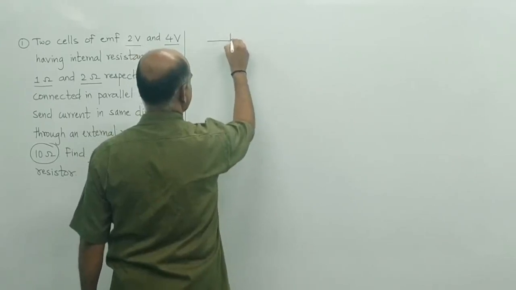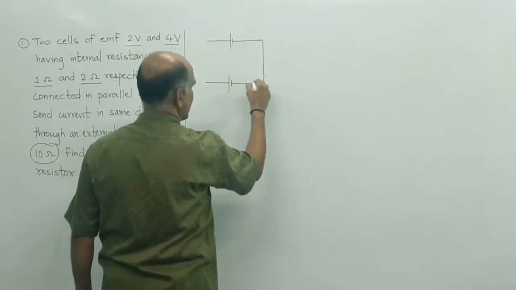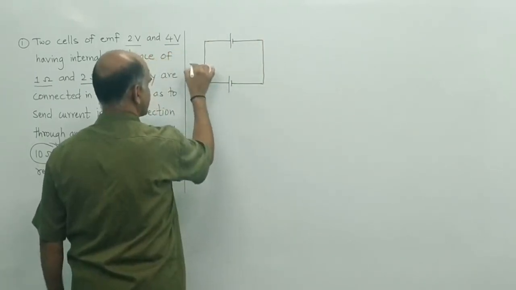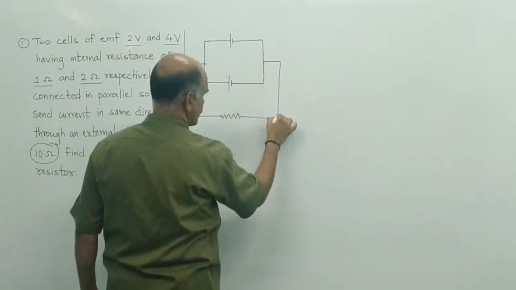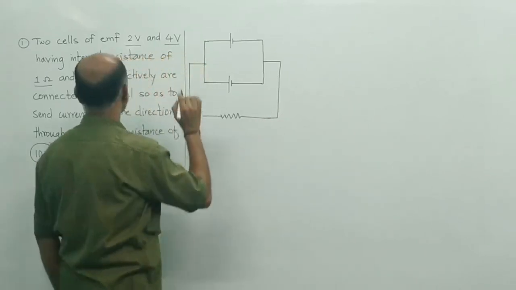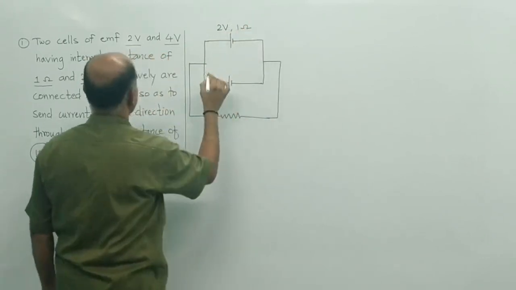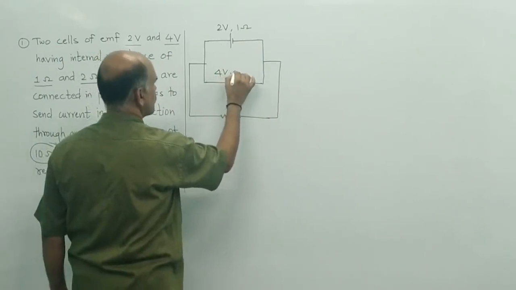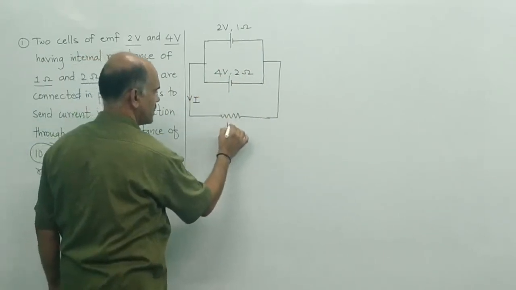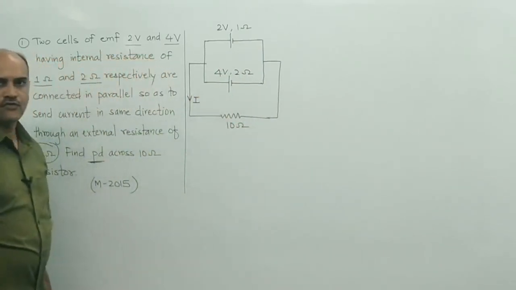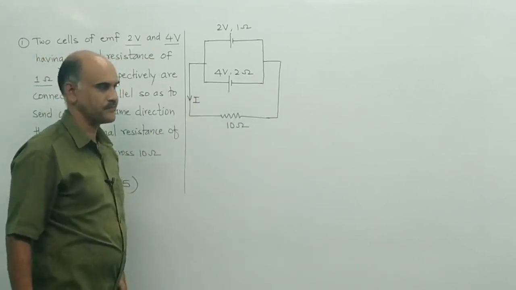So there are two cells connected in parallel across an external resistance. External resistance is of 10 ohms. So 2 volt, 1 ohm. Second cell is of 4 volt, 2 ohms, and they are sending current through external resistance of 10 ohms. You are required to find potential difference across this. You are required to find V.